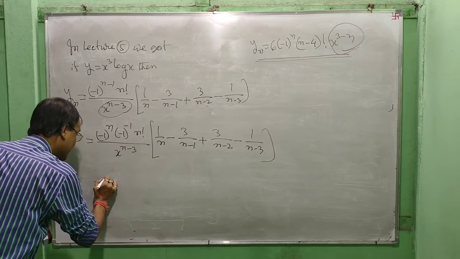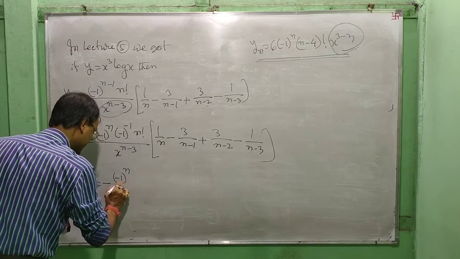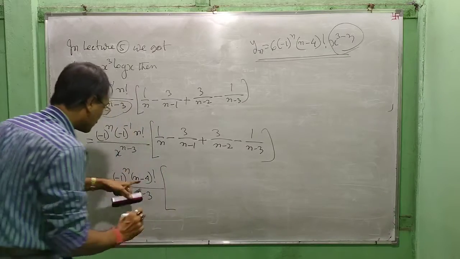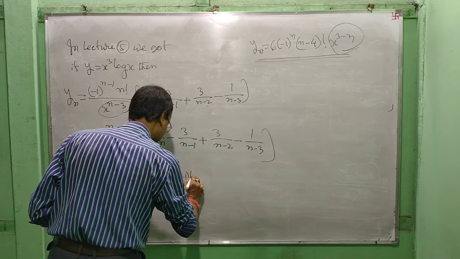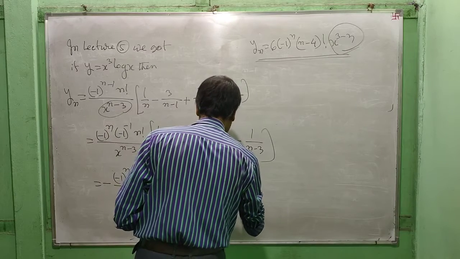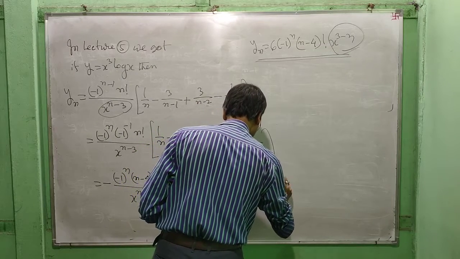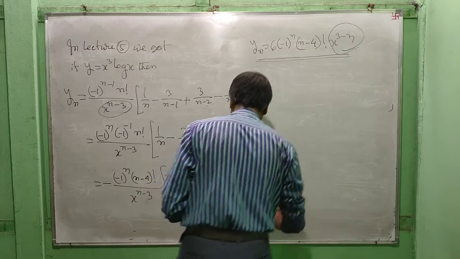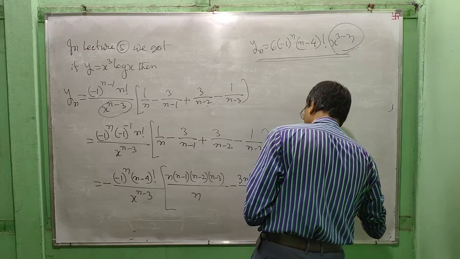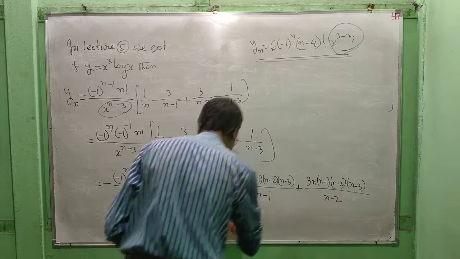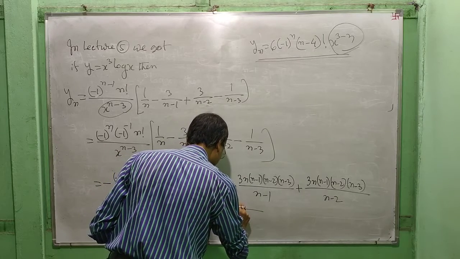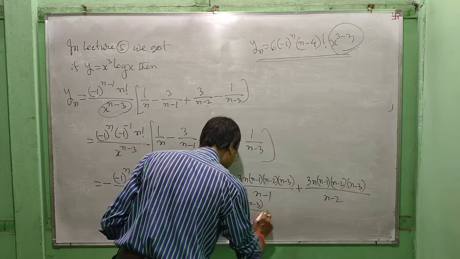This is equal to (-1)^n factorial n minus 4. You may write here n factorial n minus 4. If you write factorial n minus 4, then you have to multiply here n minus 3 divided by r. Minus 3 n minus 1, n minus 2, n minus 3 divided by n minus 1, plus 3 n into n minus 1, n minus 2, n minus 3 divided by n minus 2, plus minus 1 divided by 1 means n into n minus 1, n minus 2, n minus 3.